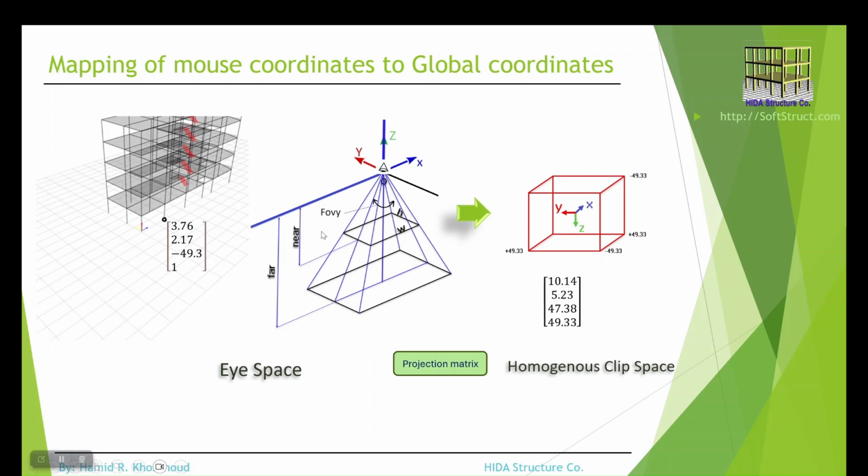In the next step, we need to convert I coordinates to homogeneous clip space. Essentially, we want to map all objects in the frustum space to a cube space with the dimension of plus z and minus z, where z represents the distance from the I to that point. This transformation matrix is known as the projection matrix.